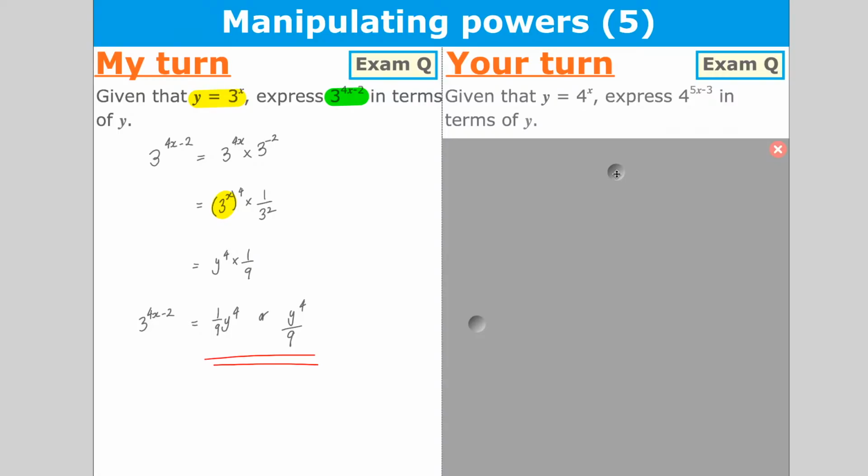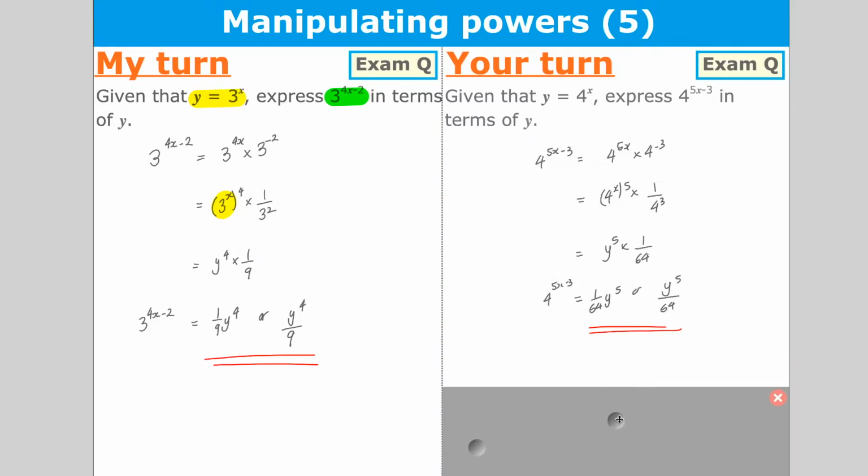Okay, some really good answers in there. A lot of you are writing y to the power of 5 over 64, or a 64th multiplied by y to the power of 5. Let's see what I got. I actually got the same this morning. I got the exact same as you guys.